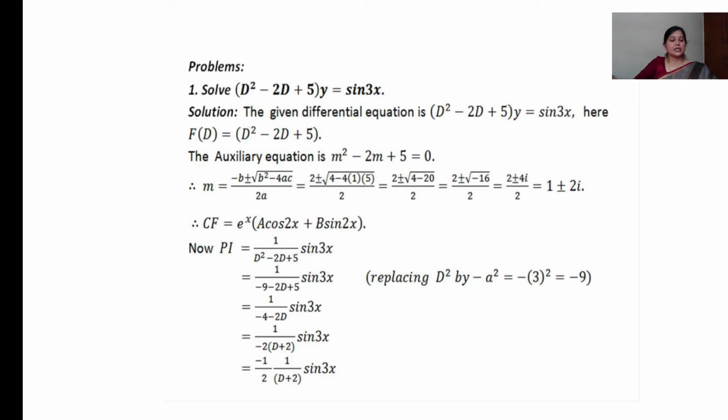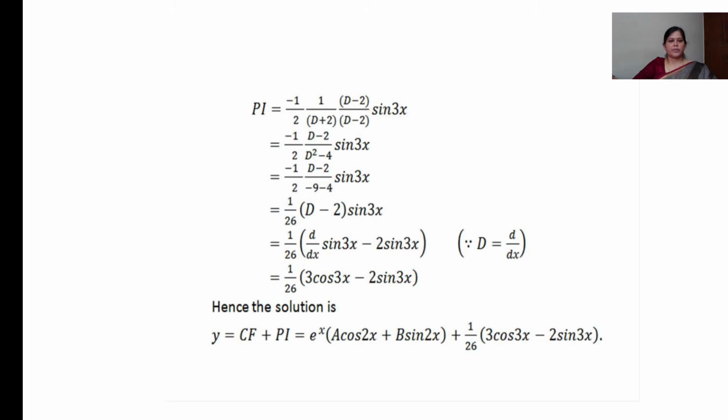Now we are going for the simplification. Whenever a D square term is there, then it is easy to replace. But here now we have a D term in the denominator. That's why we are trying to make a D square term. So for that we are going for conjugate multiplication in the next step. That means we are multiplying and dividing by D minus 2. So what we are getting, minus 1 by 2, 1 by D plus 2 into D minus 2 by D minus 2 into sin 3x.